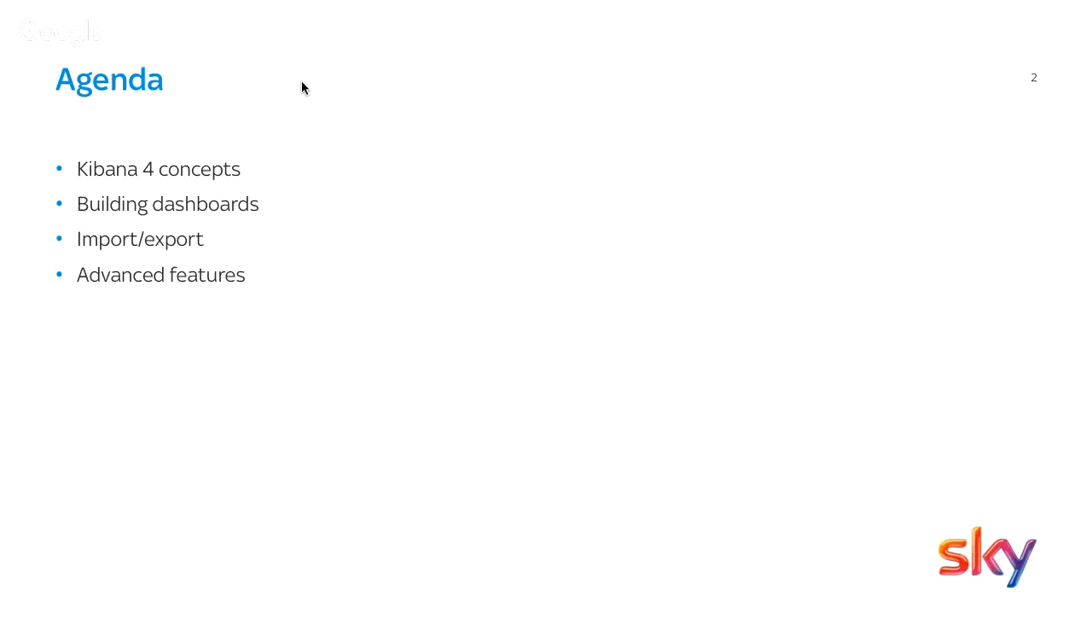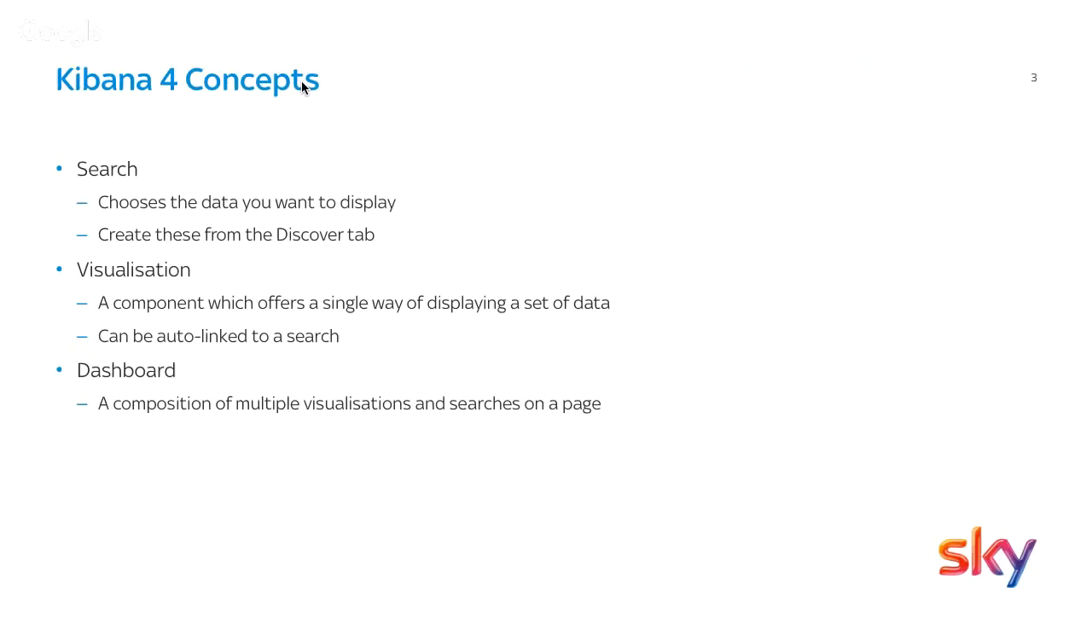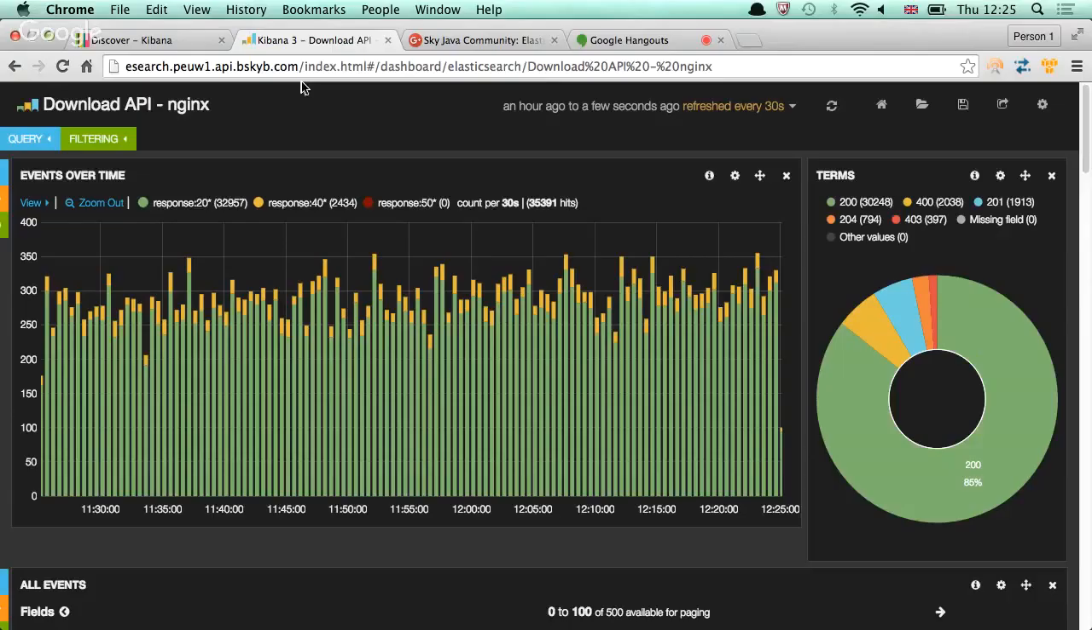I'll then talk about some of the advanced features that are available in Elasticsearch 2.1 and that are exposed in Kibana 4. So we'll start with the concepts. There's basically three parts. The first is search. Search is how you find the data that you actually want to display on your dashboard. So that's effectively your queries. You build them on the Discover tab in Kibana 4.